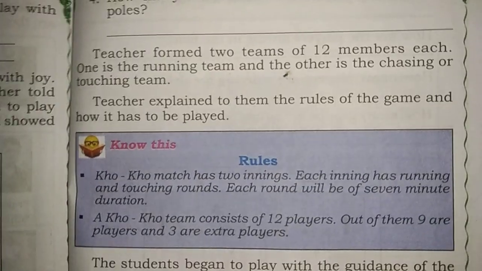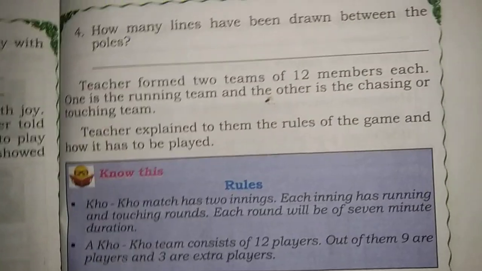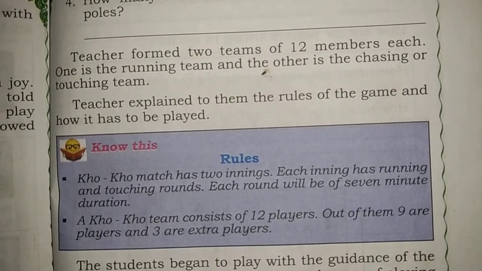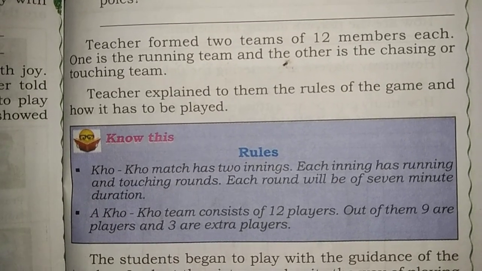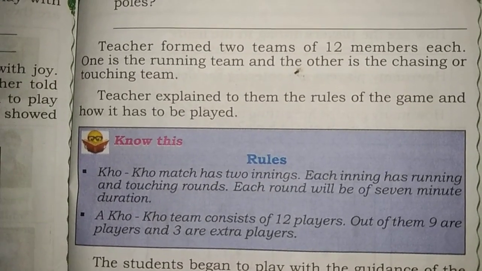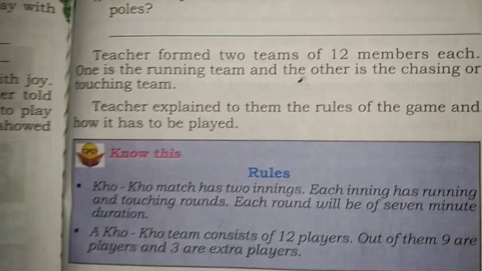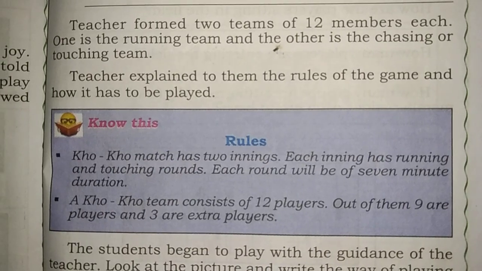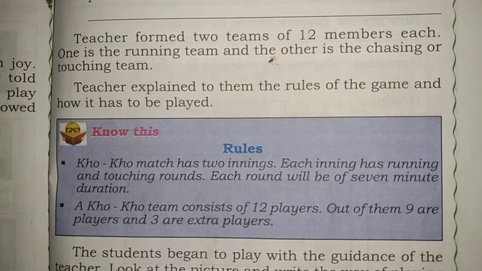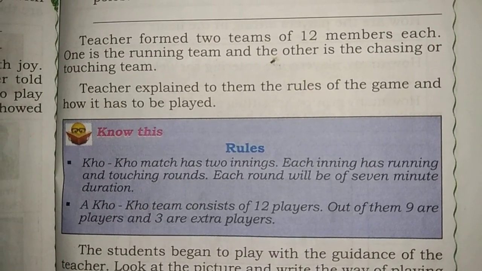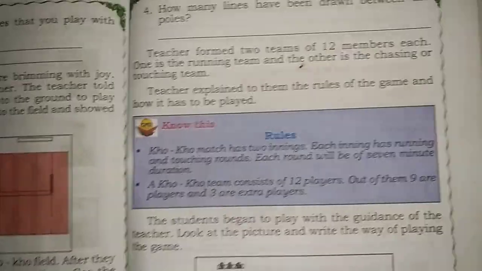After that, the teacher explained to them the rules of the game. After dividing the groups, the teacher explained the rules of the Coco game and how it has to be played. Next, you should know these rules. A Coco match has 2 innings. Each innings has running and touching rounds.